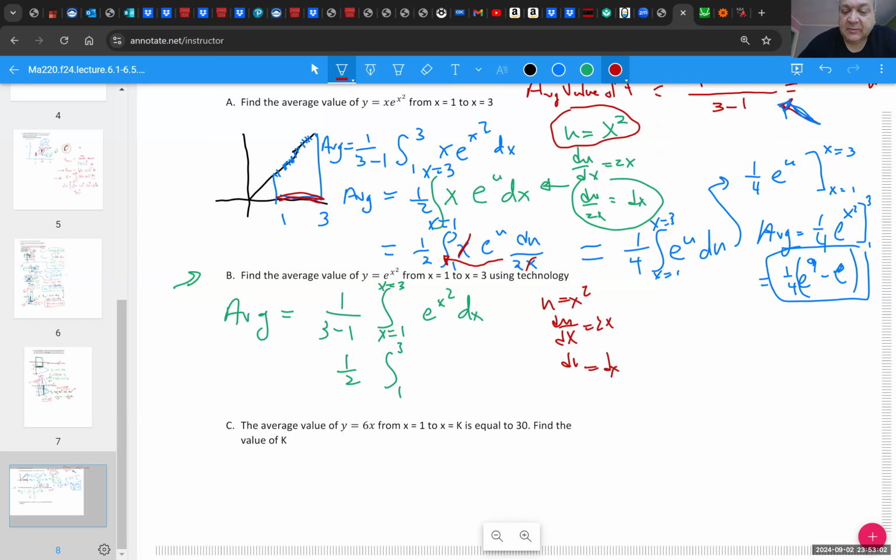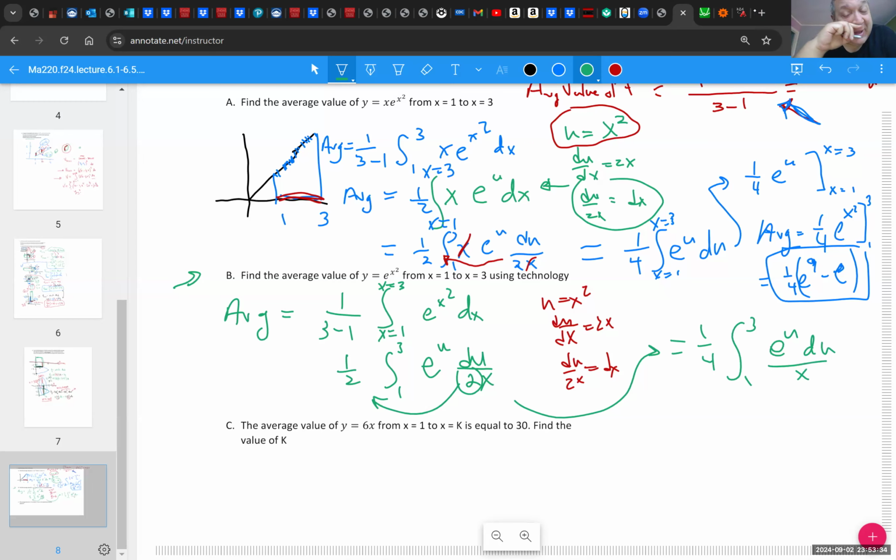You can try the same substitution. Some of you may realize it's not going to work so good. I'm going to show you why. So e to the x squared becomes e to the u. Dx becomes du over 2x. And I could certainly bring the 2 on the outside because it's a number. So I get 1/4 integral from 1 to 3. I have e to the u du. And on the bottom, I have x.